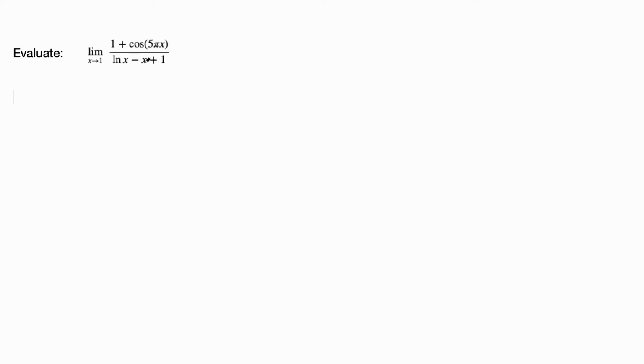Evaluate this limit. If we plug in x equals 1 directly here, what are we going to get? Let's see, 1 plus cosine of pi over ln 1, which is 0, minus 1 plus 1. That is cosine pi. You can punch it in your calculator.